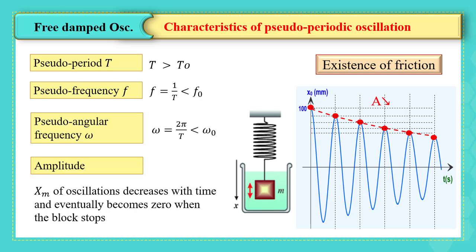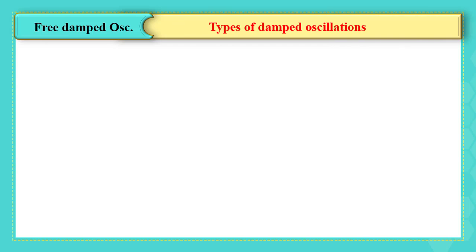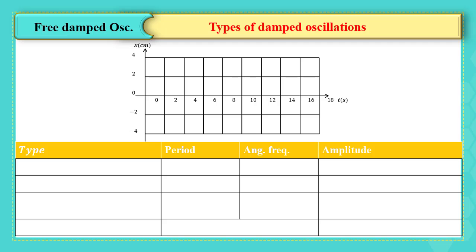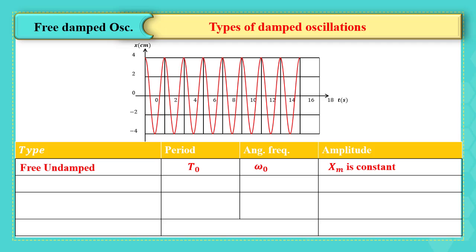There are different types of damped oscillations. Before, let's remember the free undamped mechanical oscillation, where it has a proper period T0, proper angular frequency omega 0, and the amplitude is constant. The first type is slightly damping. In this case, the period is approximately equal to T0, where omega also is approximately equal to omega 0. We say that the amplitude decreases gradually with time.